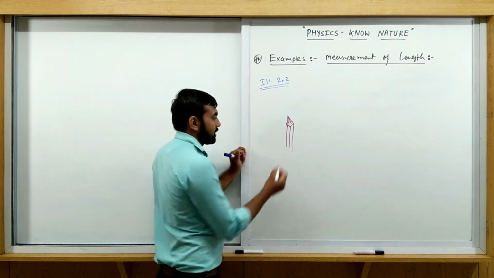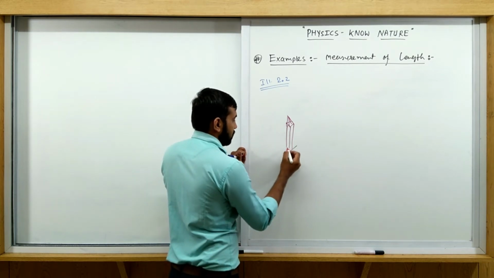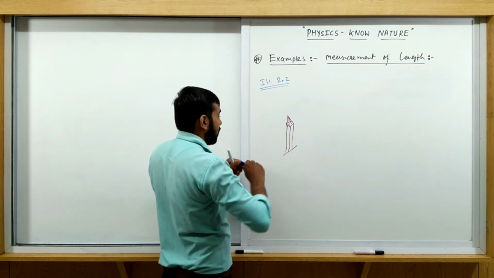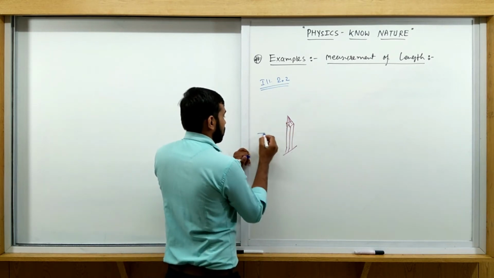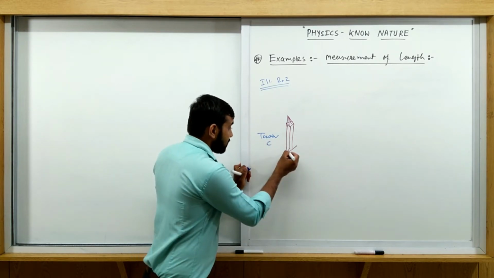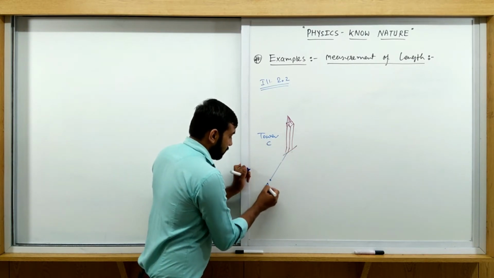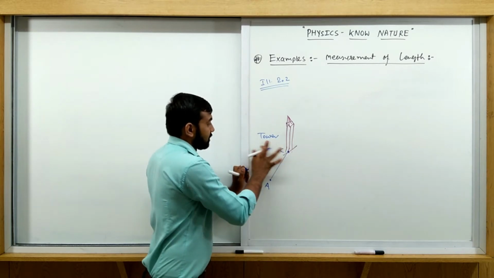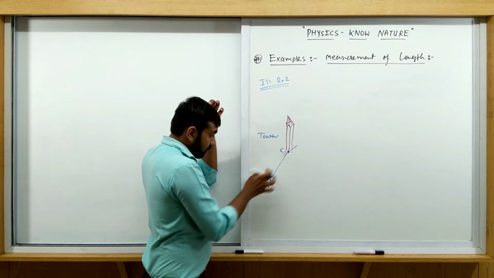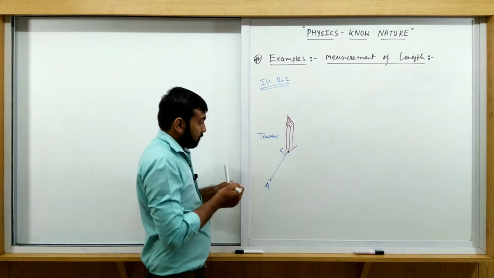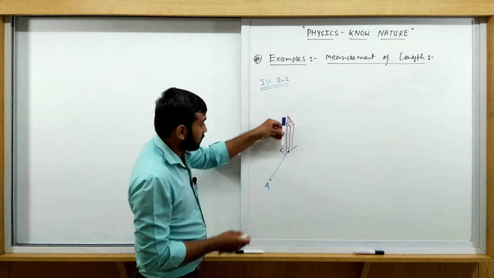See, suppose this is the tower somewhere here. The tower's name is C. Now the man is standing in front of this, somewhere here at A. So this man wants to measure this distance AC. If you see from the top, then the actual position is this one. Now this is the tower.